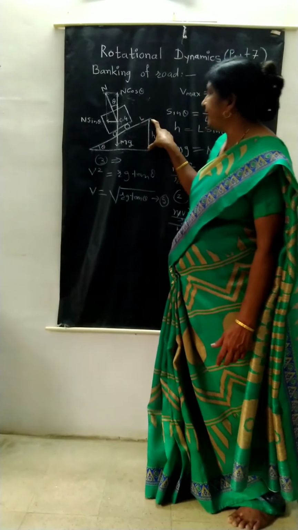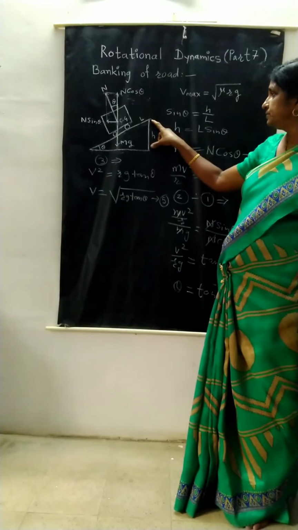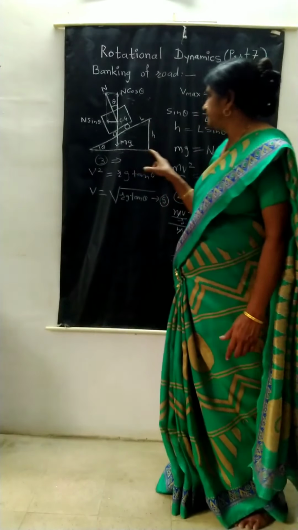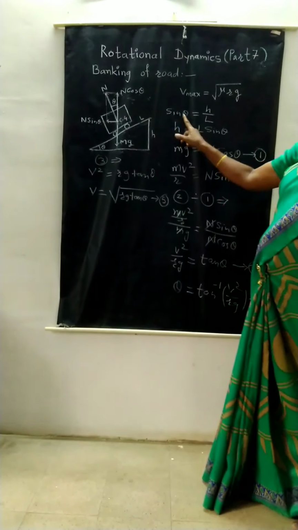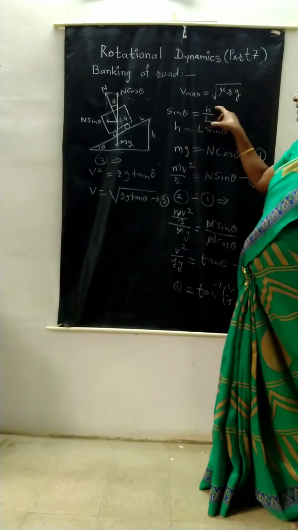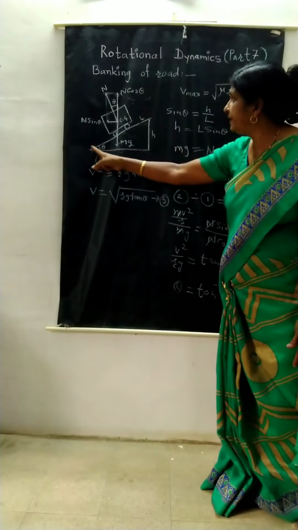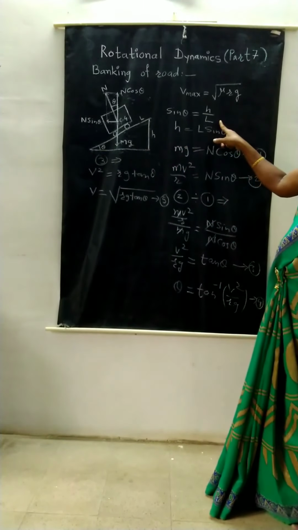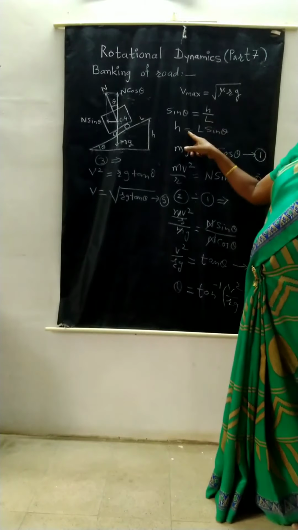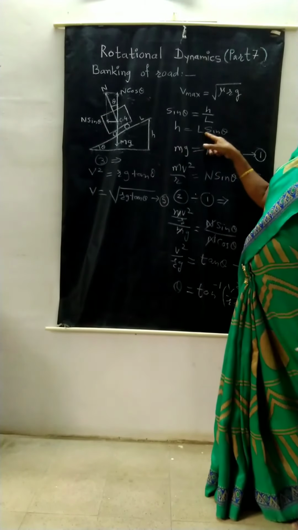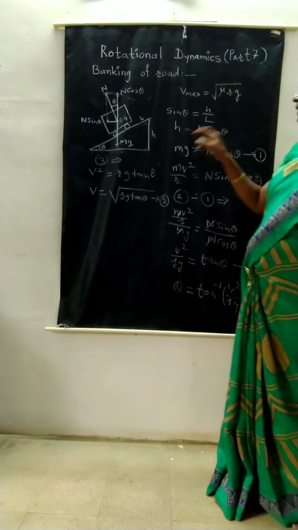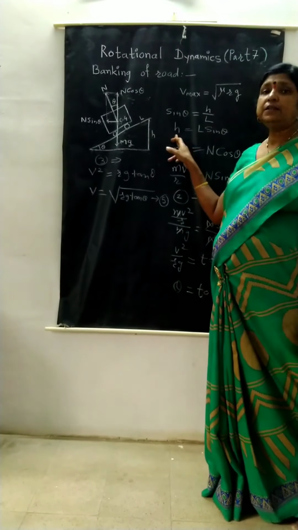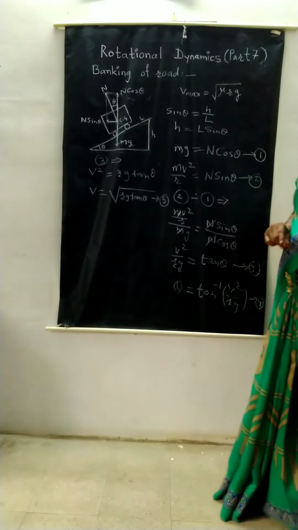In order to find this elevation, we use this triangle. In this triangle, sin theta is equal to opposite side, that is h, upon the width of the road L. Hence, h will be equal to L sin theta. From this equation, we can find out the elevation of this road.